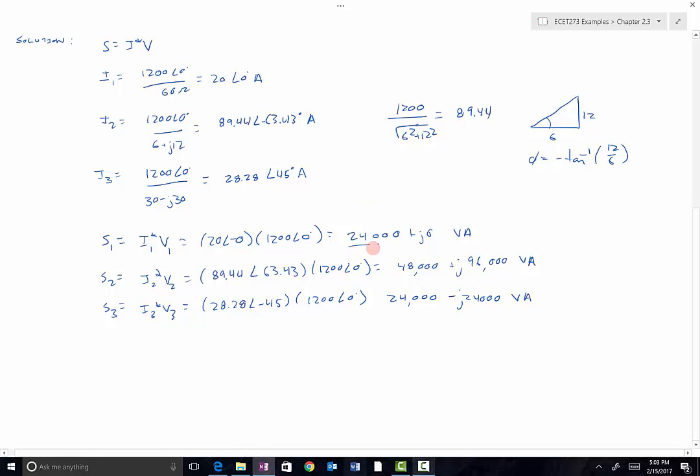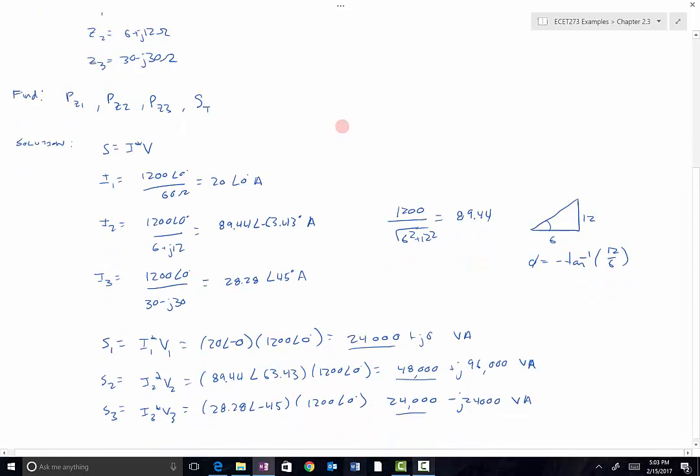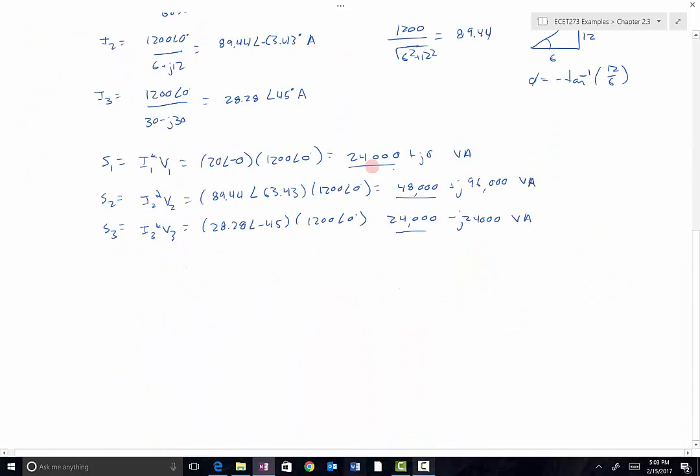So I can just underline those right there, and those are the answer to PZ1, PZ2, and PZ3. I can just take the real portion of the complex power calculations, and I will get the powers there.